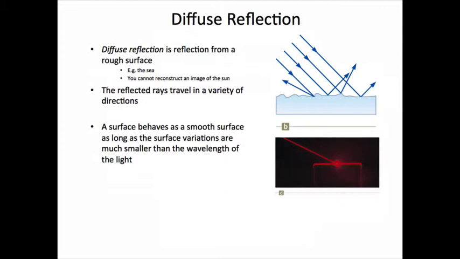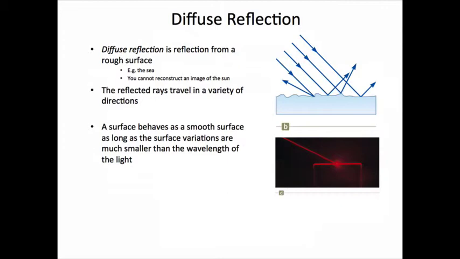Imagine we have rays hitting a rough surface, as you can see at the top right there. Each of the rays comes in and bounces off. The law of reflection still has to be obeyed at every point, but the surface is at lots of different angles to the rays, and so the reflected rays come off in all directions.